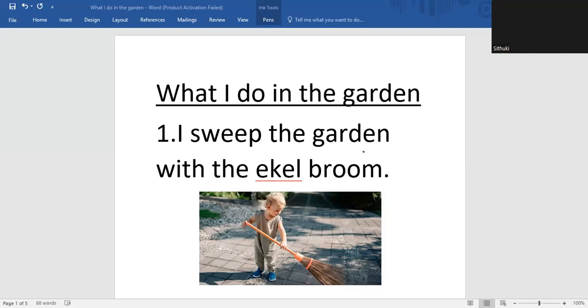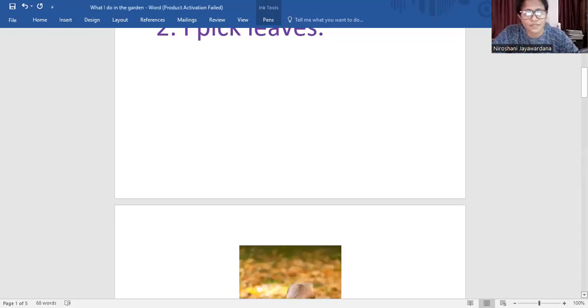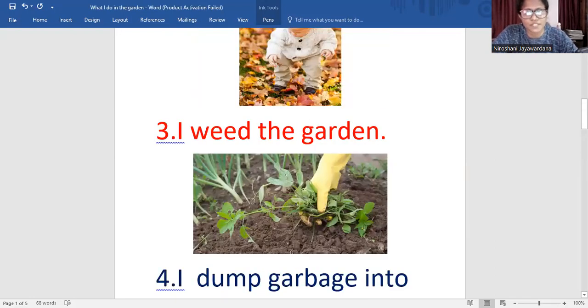Teacher, it is on the screen: I sweep the garden with the eagle broom. You want to go to the garden and do things, the things you do in the garden, gardening, and show them. I sweep the garden with the eagle broom. What I do in the garden. Number 1, then number 2: draw a small picture.